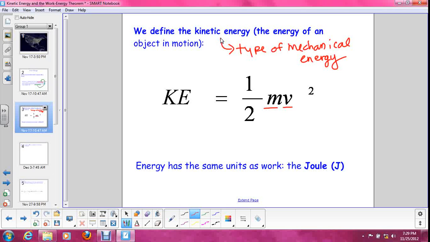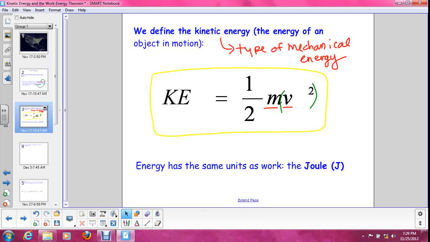So our fancy equation for kinetic energy is the kinetic energy of an object is equal to 1/2 times its mass times velocity squared. So remember, when you're using this square, it only applies to the v. It does not apply to the whole thing. And it turns out energy has the same units as work. Because energy is the ability to do work, they'll have the same units.